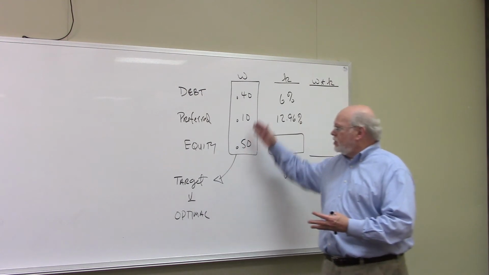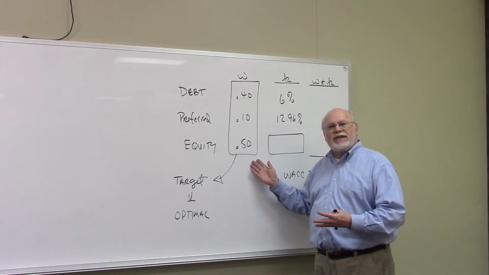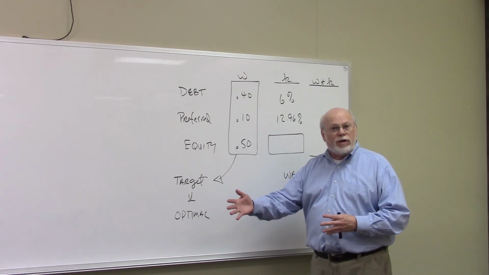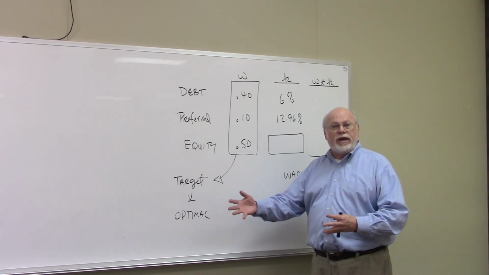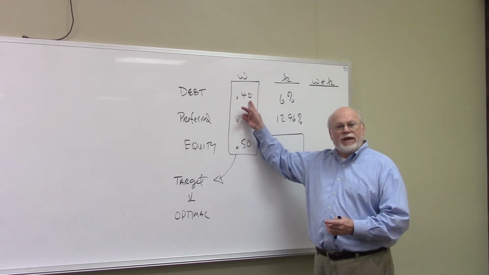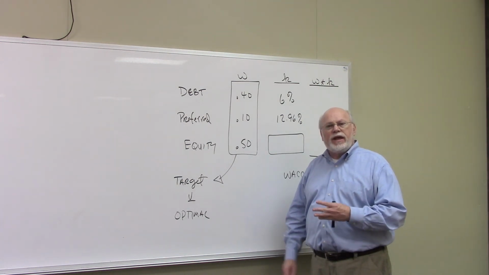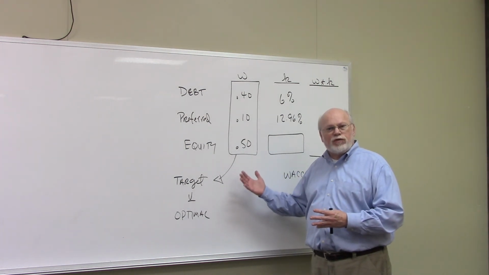So again, this mix of capital here is how they raise all their money. If they were going to raise another $1 in new capital, 40 cents of it would be debt financing, 10 cents would be preferred, and 50 cents would be equity. And again, this is known as the capital structure of the firm.